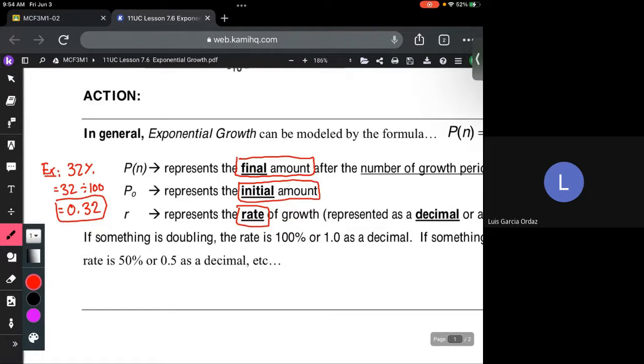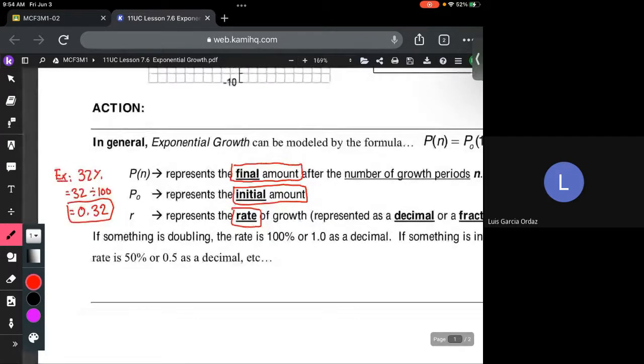So if something is doubling, the rate is 100%. And I'll give you guys a practical example. Say at the casino, you start off with $100 and you make $100, you made double your money, right? Because you made 100% of it back. You started with 100, you made an extra 100, which means you made 100% of your money back. And if you made only $50, then you made 50% back, because 50 out of 100 is 50%.